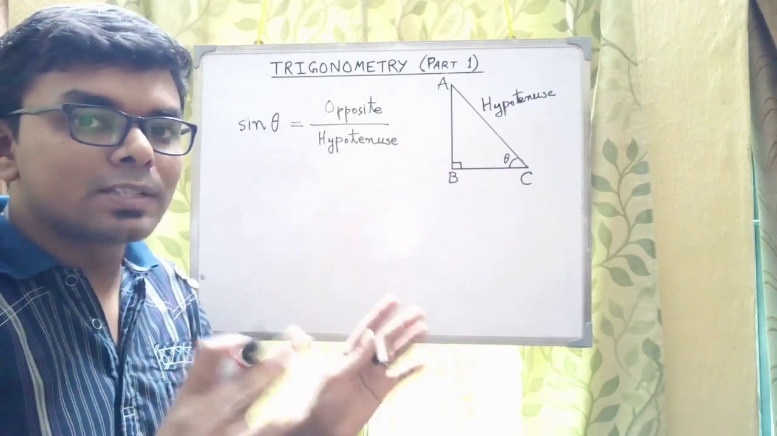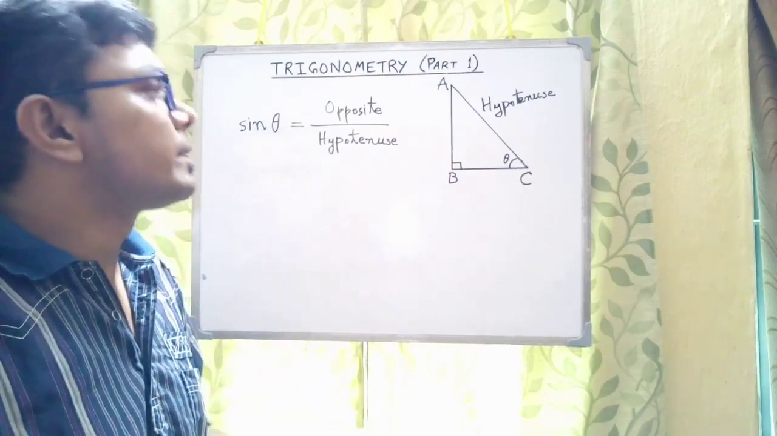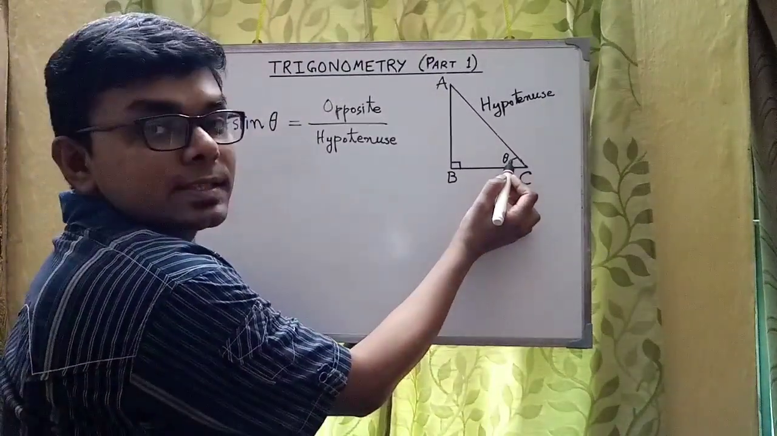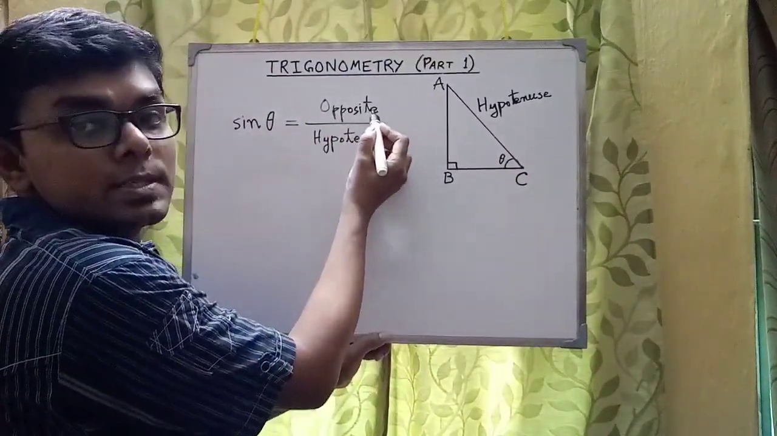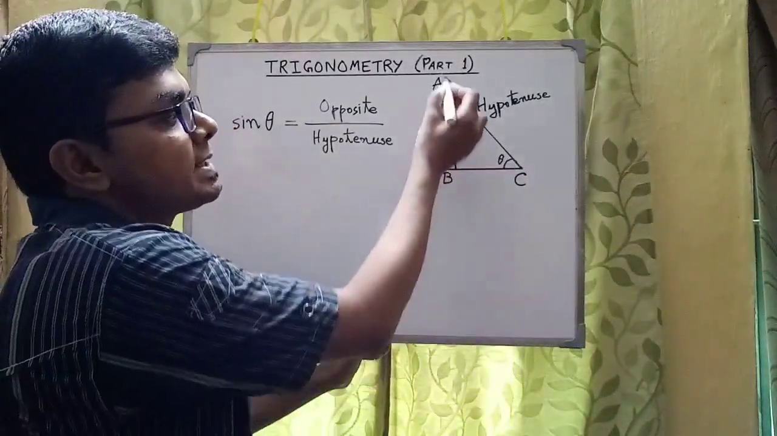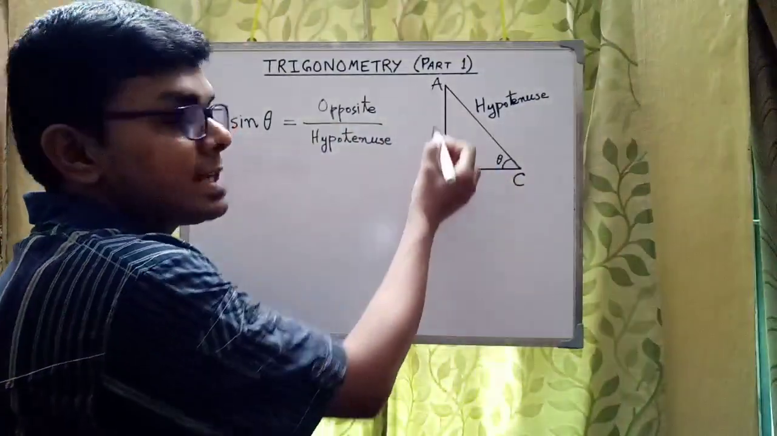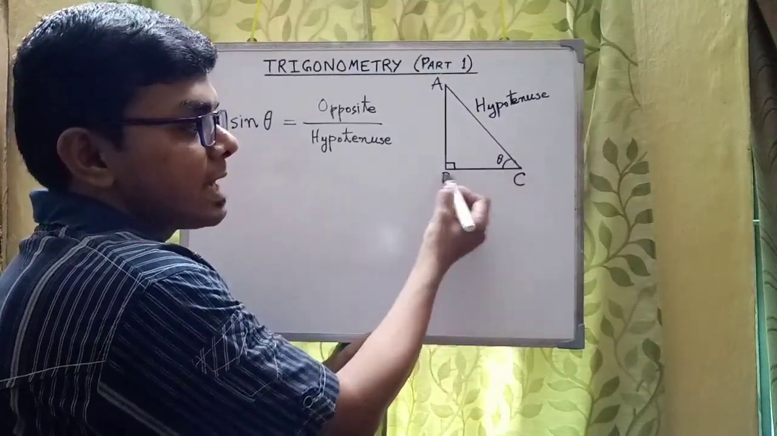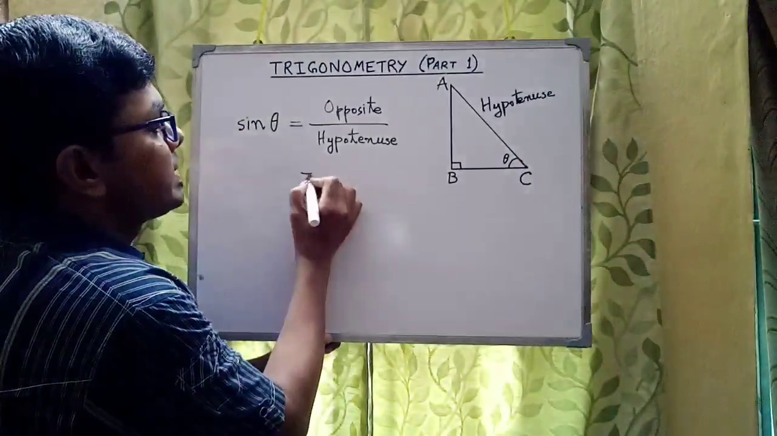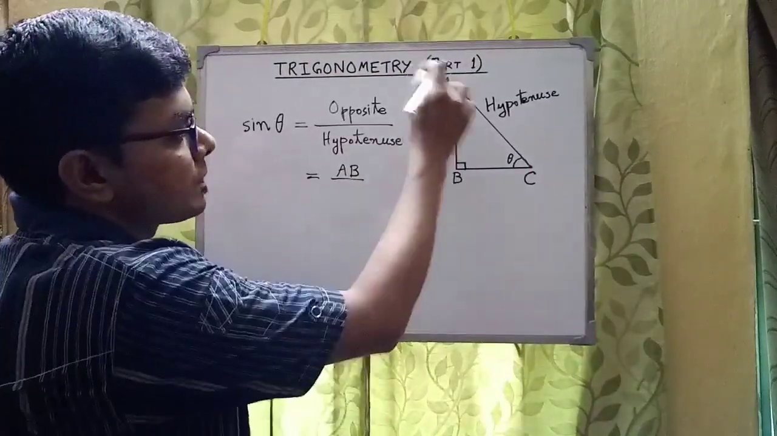Now let's not use words like perpendicular or base here. I will use the words opposite and adjacent, and hypotenuse is of course there. Now when I say sine theta, this is theta, so sine theta means opposite by hypotenuse. Opposite of what? Opposite of theta. Now opposite of theta is this side AB. Everybody should understand this. The opposite of theta is this side AB, and the adjacent to theta is this side BC. I think this should be clear to all of you. So sine theta equals opposite of theta, that is AB by AC.